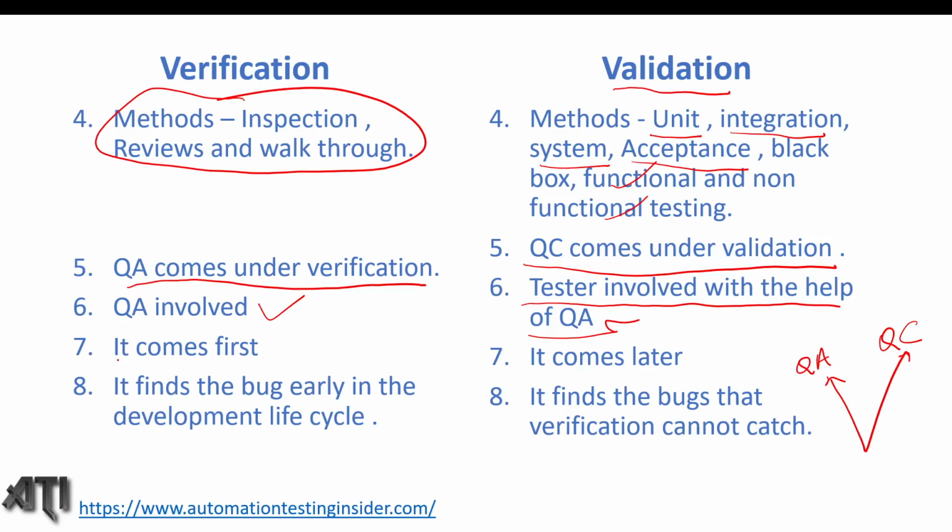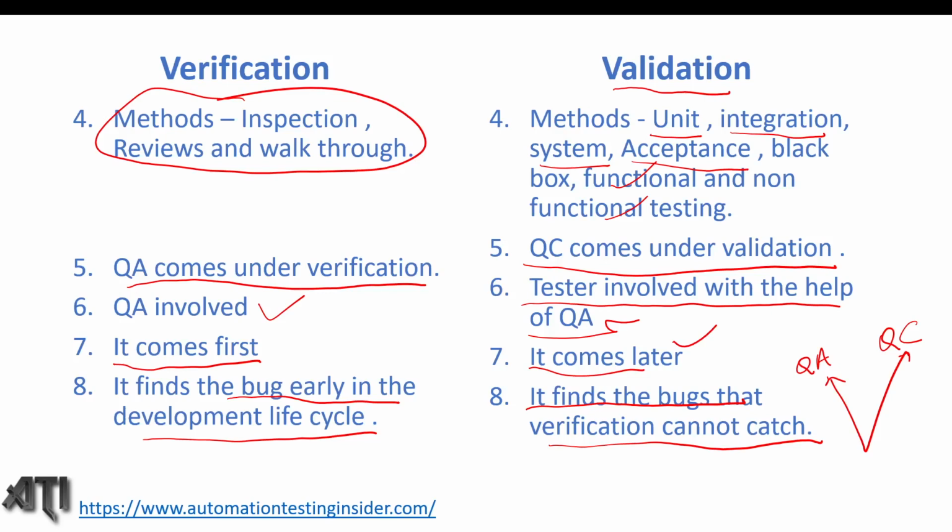The seventh point is that verification comes first, before validation. Validation comes later, and it finds the bugs that verification cannot catch, while verification finds bugs early in the development life cycle.